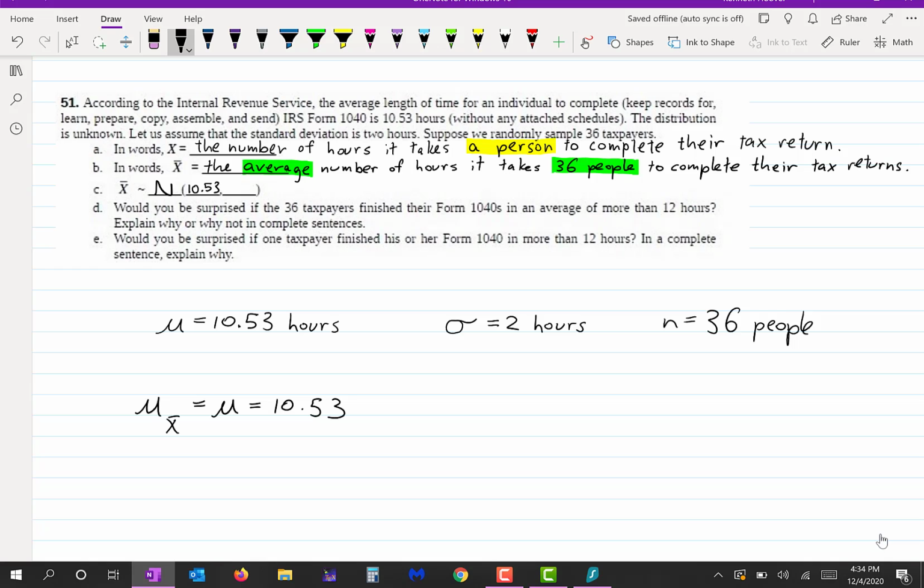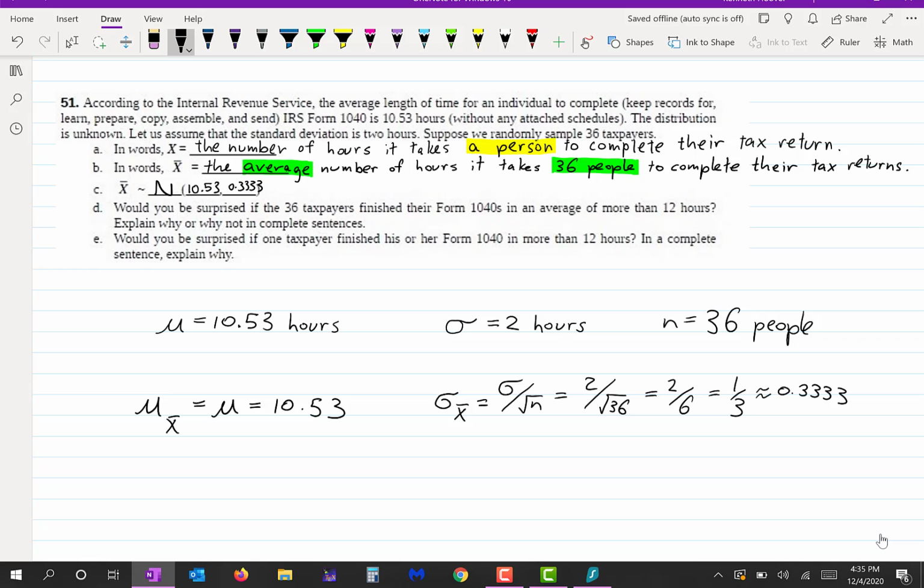Okay, let's find the sigma of the x bars. The formula for that is sigma x bar equals sigma over the square root of n. So in our case, this will be 2 over the square root of 36, which is 2/6, which is 1/3. Okay, let's go ahead and write 0.3333 for that, okay? So there's our answer for C.